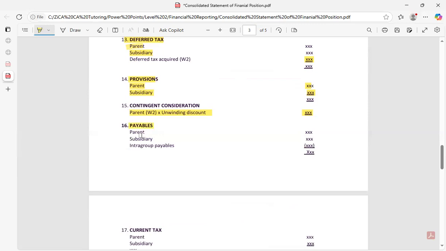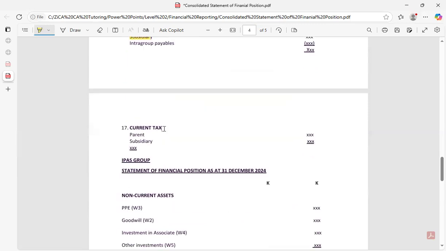And then payables, the payables for the parent, you add them to the payables for the subsidiary. And then you also have intragroup payables like that, right? You deduct them. Current tax also, the current tax for the parent, you also add the current tax for the subsidiary.